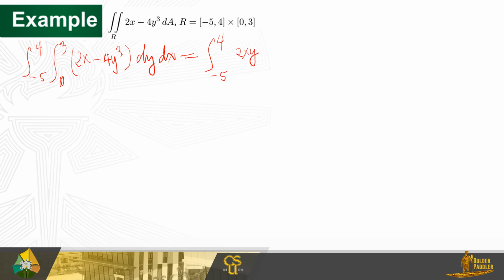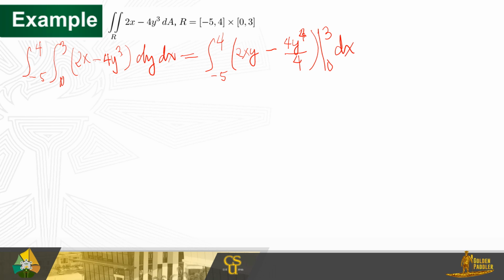Okay? Kasi yung derivative nito with respect to y is 2x na lang, no? Kasi yung y yung variable natin. Minus 4y cube, plus 1, so magiging 4y to the 4th over 4. Okay, so evaluated from 0 to 3 dx.